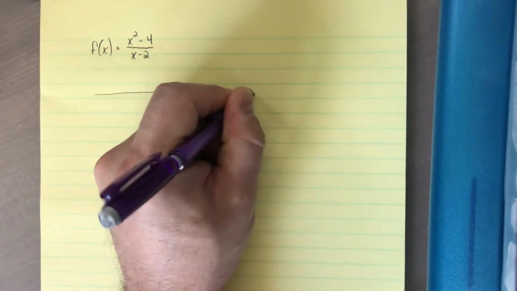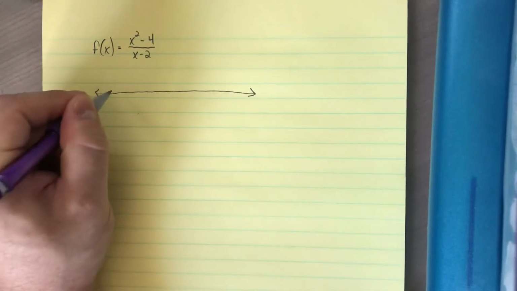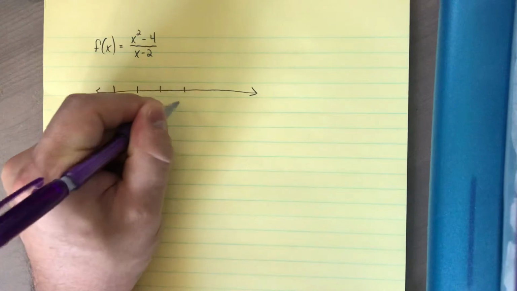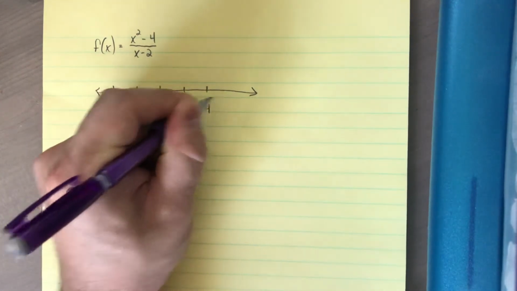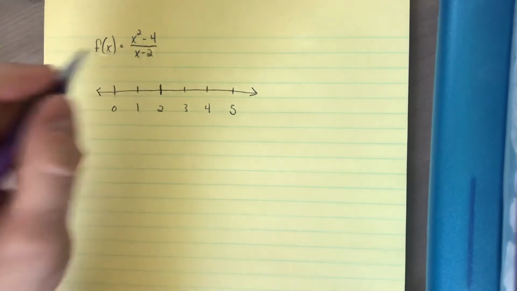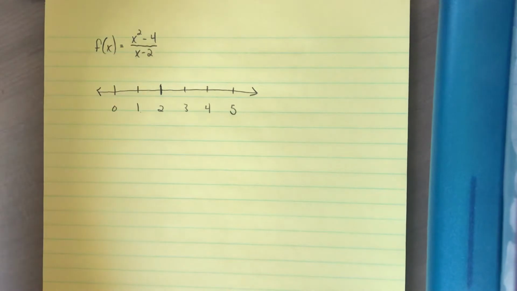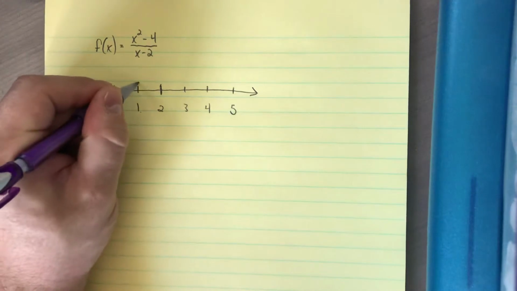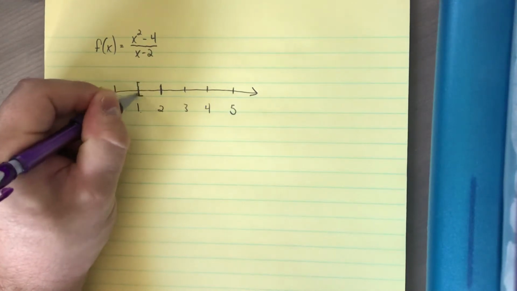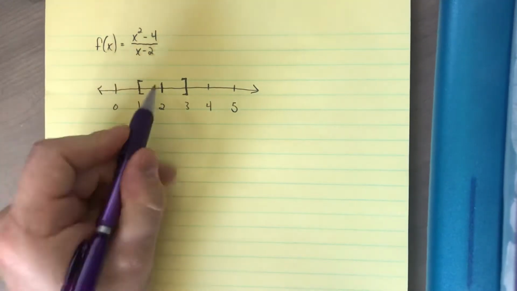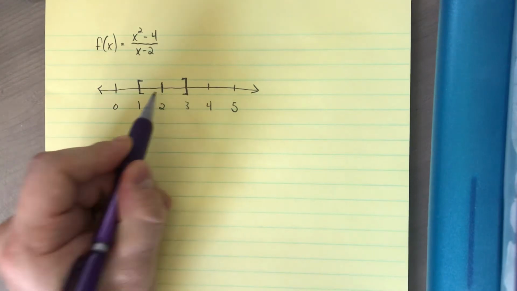So let's take a number line, for example. It goes forever in both directions. Now, our target is x equals 2. That's what we're interested in looking at. So we start with x equals 1 and x equals 3. Those are values that are evenly spaced to either side of our target.